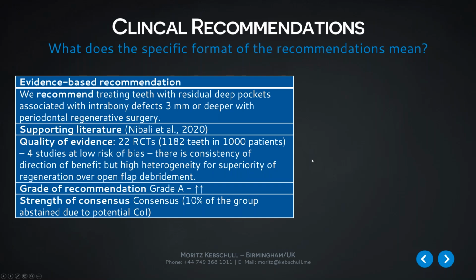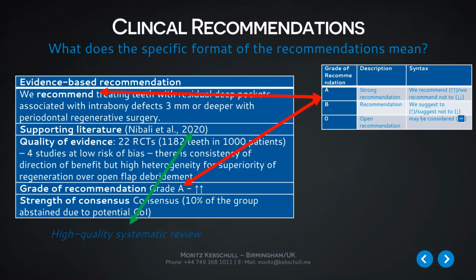First of all, we have the supporting literature that is typically a high quality systematic review, like the one from our very own Luigi Nibali from London. And then you will see the grade of recommendation, and that's what I just mentioned. Either a very strong recommendation, we recommend; a not so strong potential recommendation, we suggest or we suggest not to; or an open recommendation, a 0, that says, well, you may consider doing that, but we are not so sure.